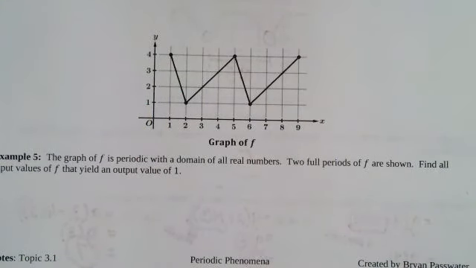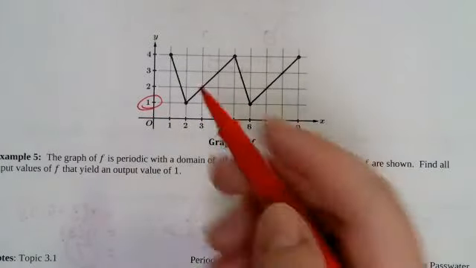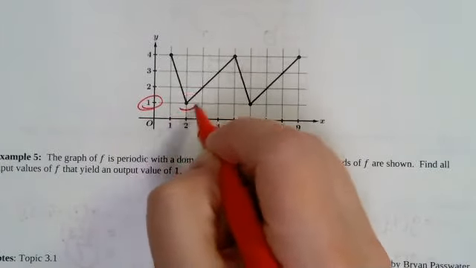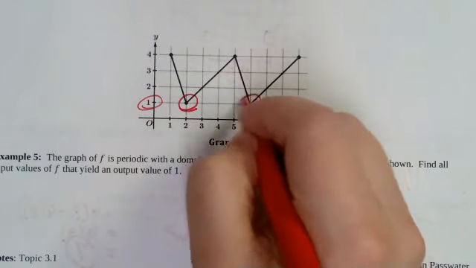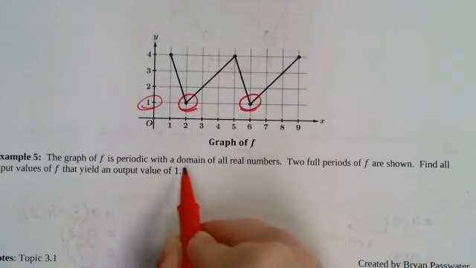It says that 2 full periods are shown. Find the input values of f that yield an output of 1. So we're supposed to be finding all the x's that give a y of 1, right? So I'm looking for output 1. Well, all the places I see here at 2 and I see here at 6. However, that is not all of it. So you can't just list 2 and 6 because of this guy.